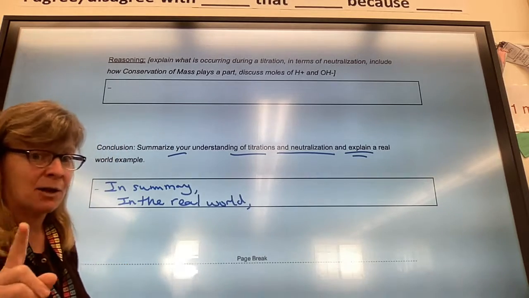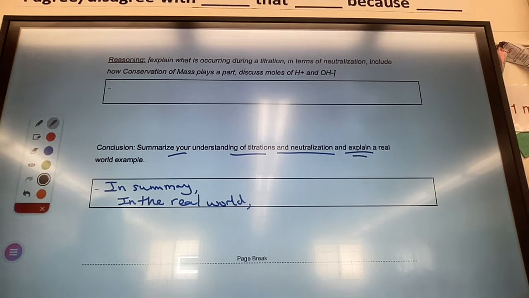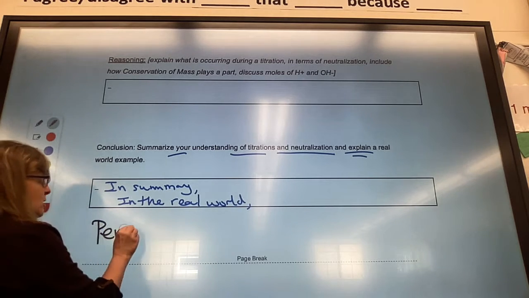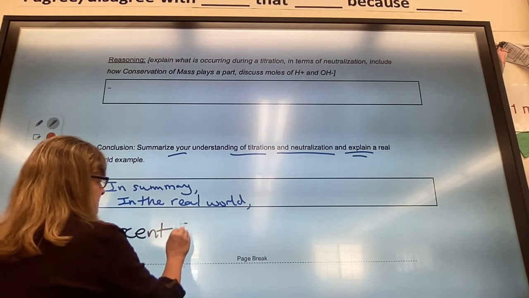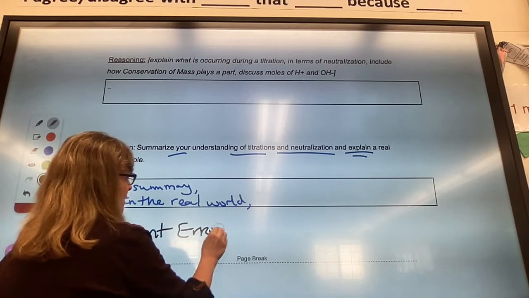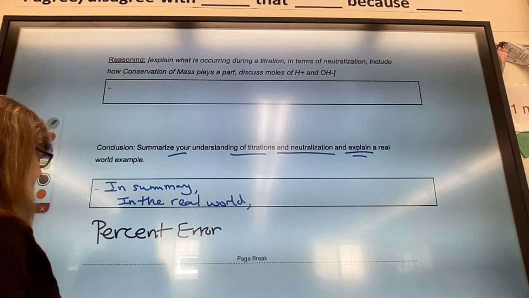Okay. Now, when you're done that, we have one last thing that's not here. You have to add it in. So I hope you're still listening. Last but not least, you're going to do percent error. Okay. Percent error. I forgot to put a box here for it.